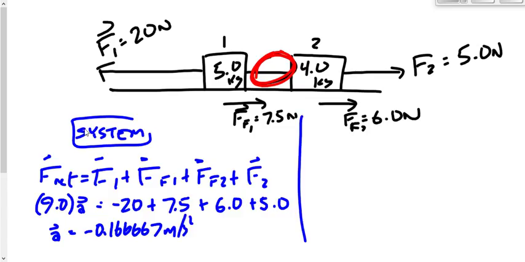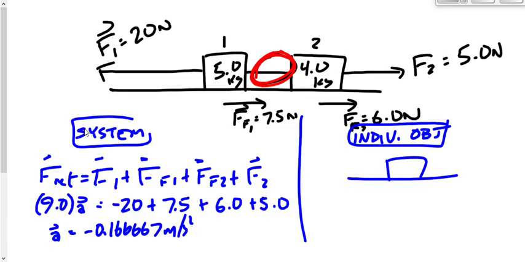Why did I not round that number to the correct number of significant figures, 2 digits? Why did I leave it? Yep. It's not my final answer. Now I'm going to have to go analyze an individual object over here on the right-hand side. Which one do you want to do, the 5 or the 4? I think the 5 is a little bit easier because there's one less force acting on it here, but it's not much of a difference here. I'm going to pick the 5.